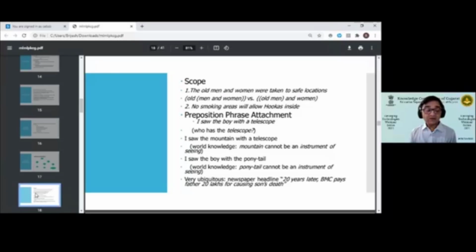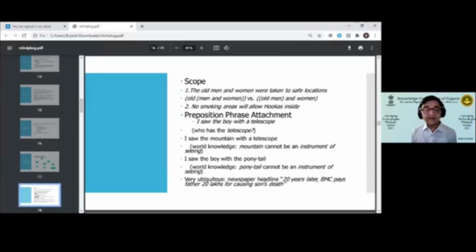But the answer is not from the grammar of the language. The answer is from world knowledge. You know that a mountain cannot hold the telescope. That's why you say that I hold the telescope. Then, "I saw the boy with the ponytail." So now I know that the ponytail attaches to the boy and not to I, because a ponytail cannot be an instrument of seeing.